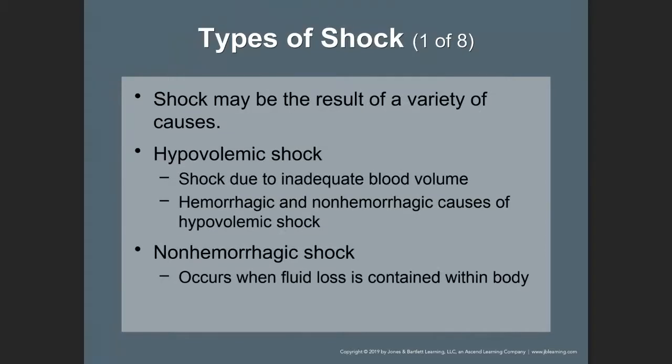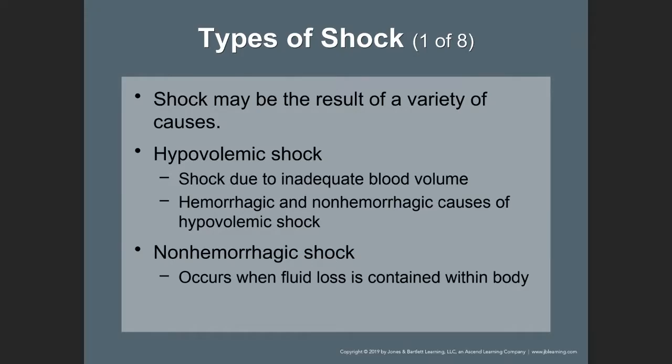Types of shock. Shock may be the result of a variety of causes. Hypovolemic shock is shock due to inadequate blood volume. It can be hemorrhagic and non-hemorrhagic in nature. Hemorrhagic is a result of excessive blood loss. In non-hemorrhagic, the plasma is lost from excessive vomiting, excessive diarrhea, or severe burn.